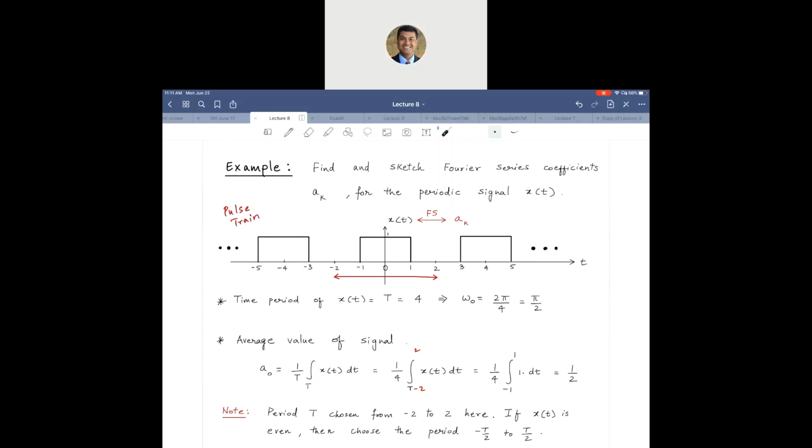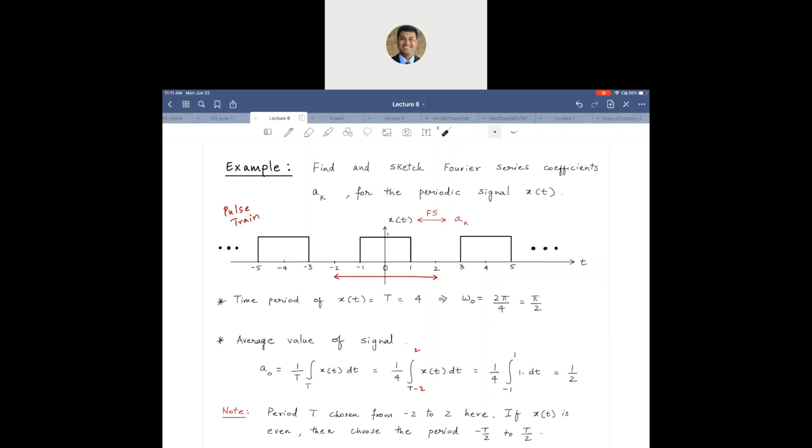All right. So let's revisit this example, and then we can move on to other things. In order to find the Fourier series coefficients of x of t, which we called a sub k, we looked at this particular pulse train, which had a time period of 4. You can look at one time period as -2 to 2, or from -1 to 3, or from 0 to 4.